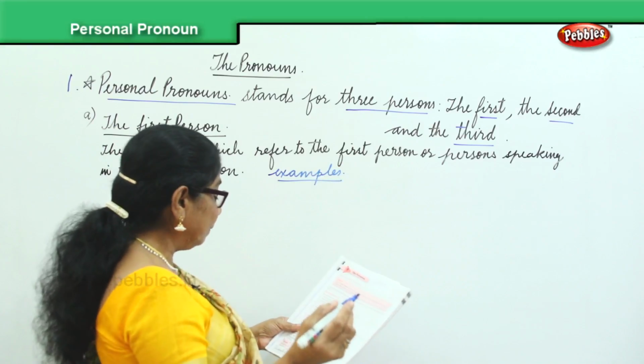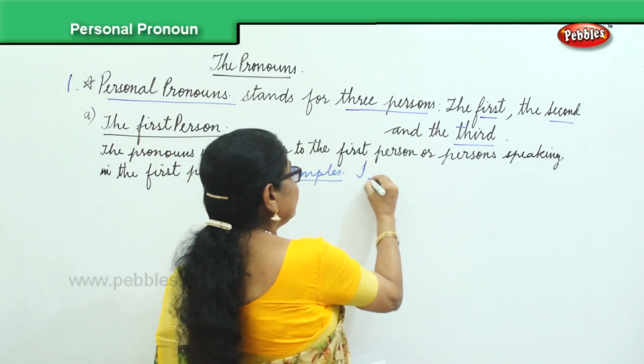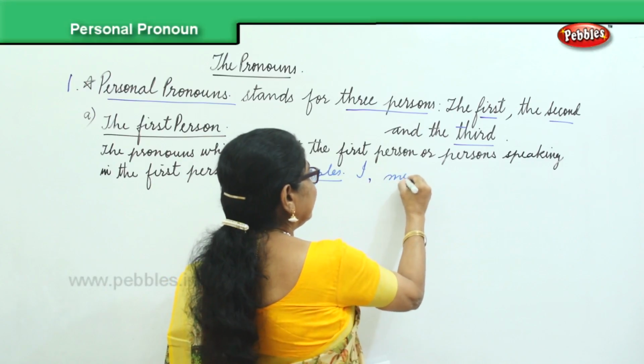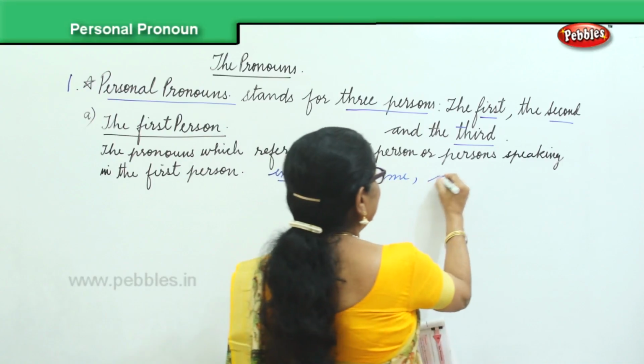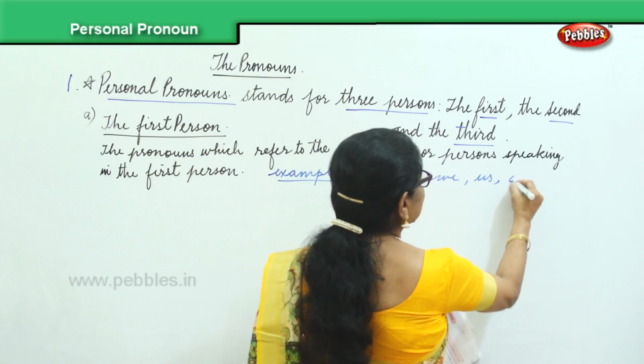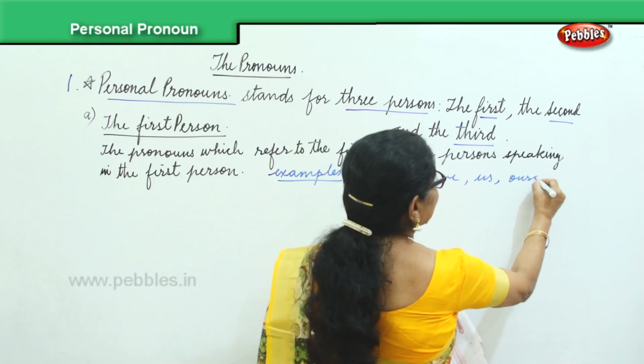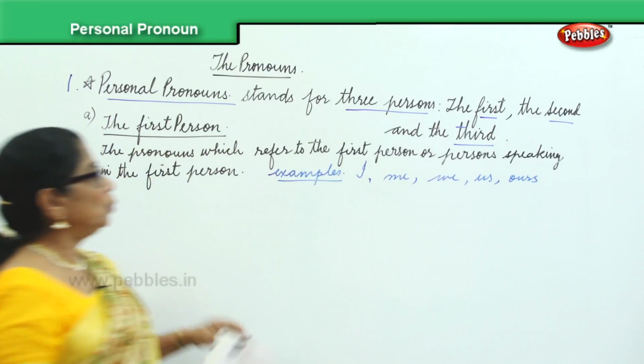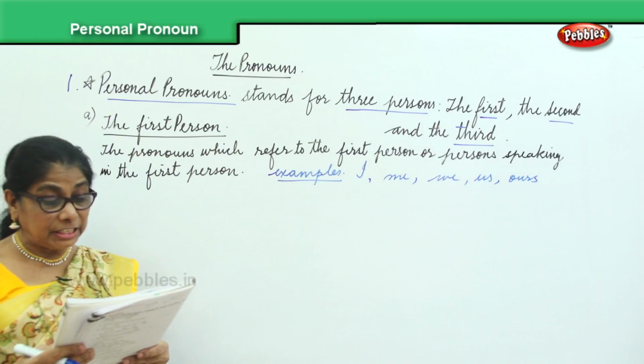Now, for example, when you say the first person, the examples are I, me, we, us, ours, mine, all that. So we are talking about the first person.